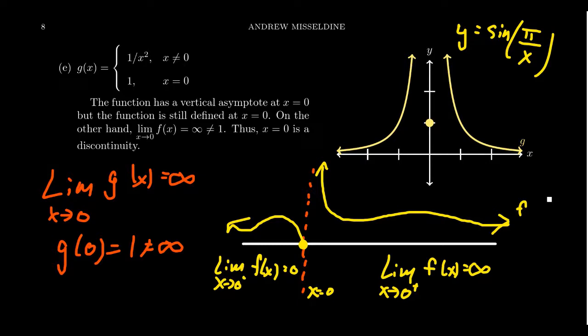Because unlike these examples of removable, jump discontinuities and vertical asymptotes, for discontinuities of the second kind, the left and right limits don't even exist. For removable discontinuities, the limit exists, which means the left and right hand limits exist. For a jump discontinuity, the left and right limits exist, they just don't agree with each other. And for a vertical asymptote, we see that the left or right limits will probably exist, it's just that some of them are infinite. For discontinuities of the second kind, the left and right limits don't even exist. And so they're much more malignant.